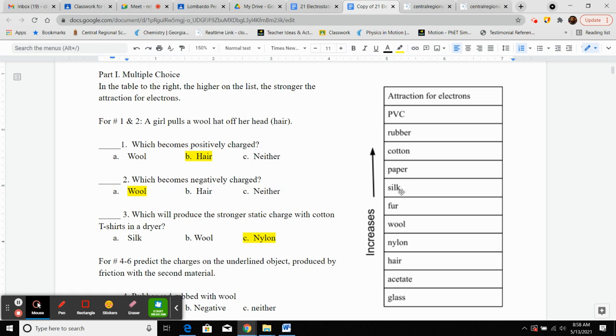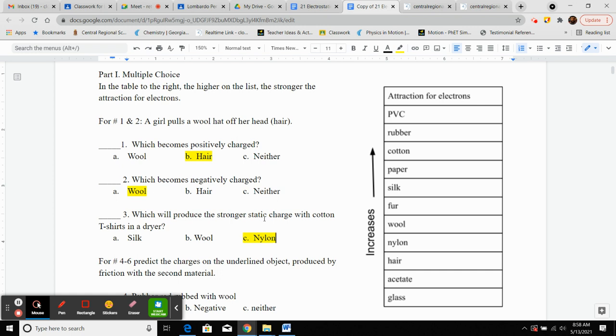For example, if we took silk and silk was rubbed with paper, since paper is higher above it, paper takes the electrons, making paper negative and silk overall positive. But if silk were rubbed with anything underneath it, silk is stronger, so it takes the electrons and it would become negatively charged. So that's kind of where we did 1 and 2.